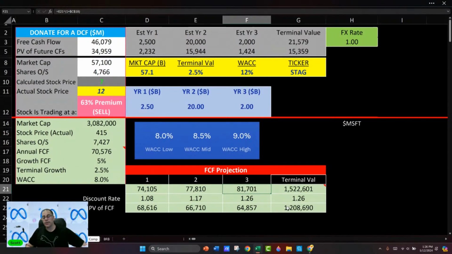And that's how you have to look at everything, in today's dollars, because you're trying to make everything equal. And then the terminal value is 1.2 trillion. The discount rate used for the terminal value is the same as year 3.